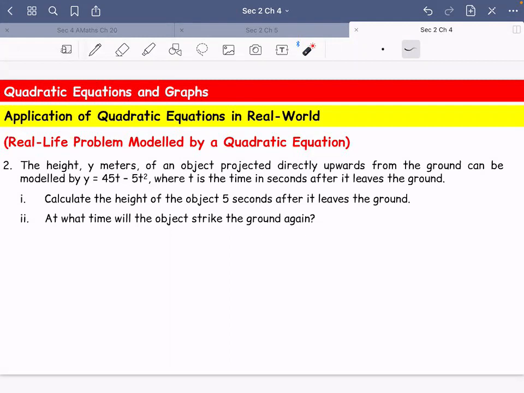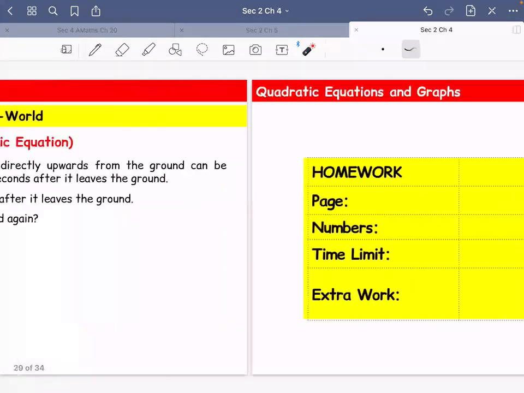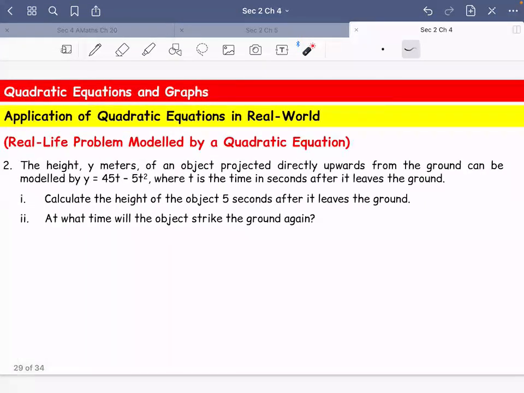Okay, so the height denoted by y meters of an object projected directly upwards from the ground can be modeled by y is equal to 45t minus 5t squared, where t is the time in seconds after it leaves the ground. Okay, so first is calculate the height of the object 5 seconds after it leaves the ground. And number 2, at what time will the object strike the ground again?